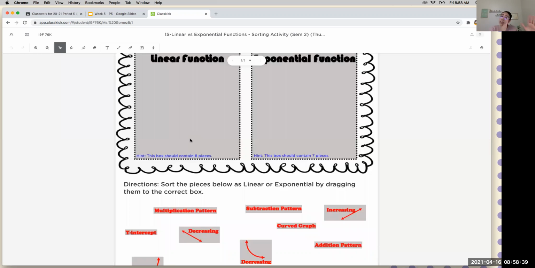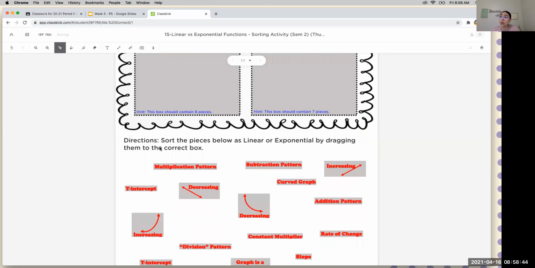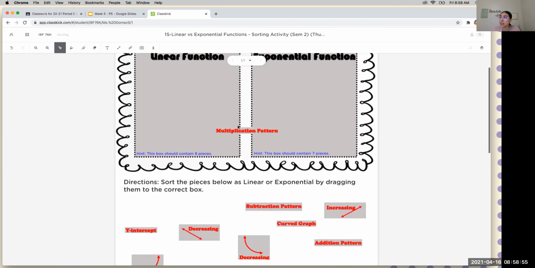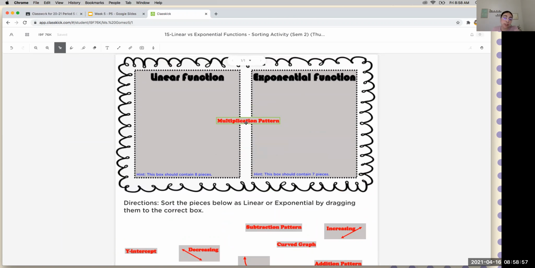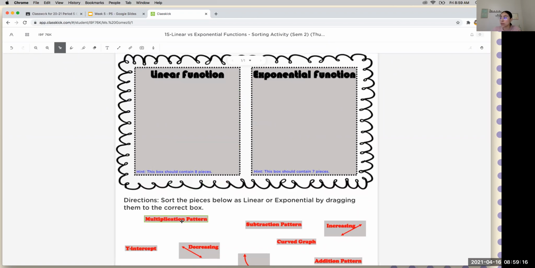You have a linear function side and an exponential side, and there are some pieces down here that you can click and drag. What you're going to do is sort the pieces below as linear or exponential by dragging them to the correct box. So you can click on this piece here, for example, multiplication pattern, and you need to decide, is that part of a linear function? Do you see a multiplication for a linear function? Or do you see that on the exponential function? So that's all you're doing with these pieces, clicking on them and dragging them to the correct spot.